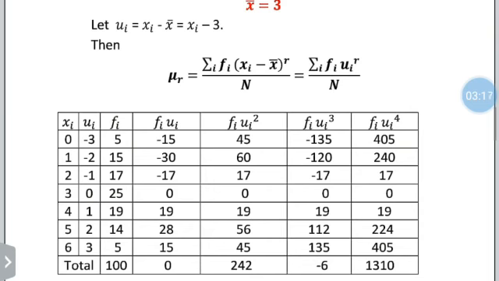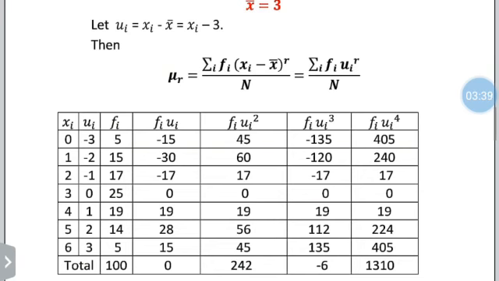In the first row, the value of xi is 0. So, 0 minus 3 is minus 3. In the second row, the value of xi is 1. So, 1 minus 3 is minus 2. Similarly, the other entries in that column. Next, we write the values of fi in the next column, which are given in the problem.